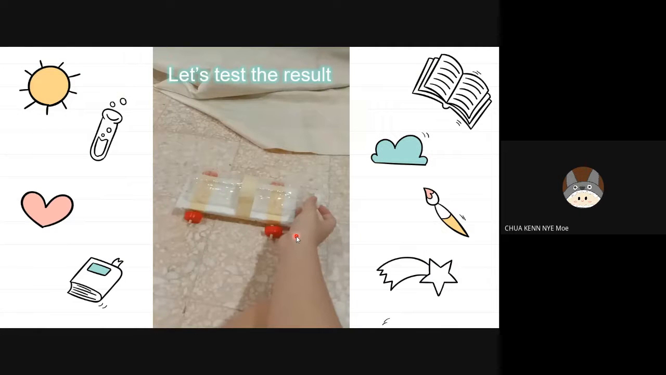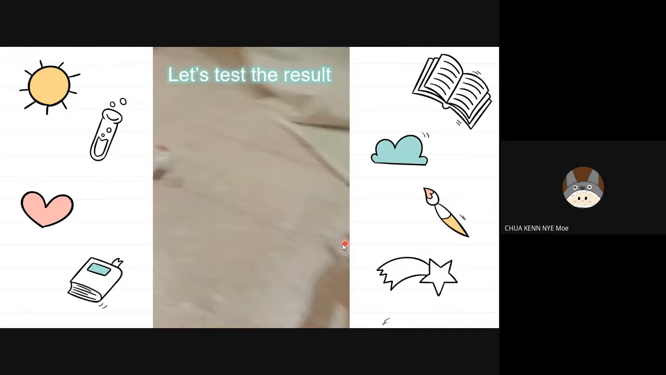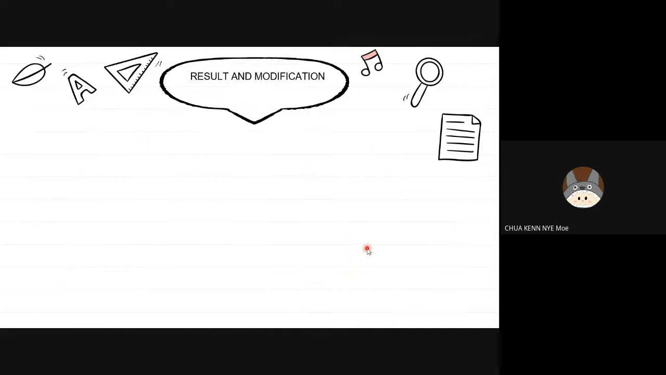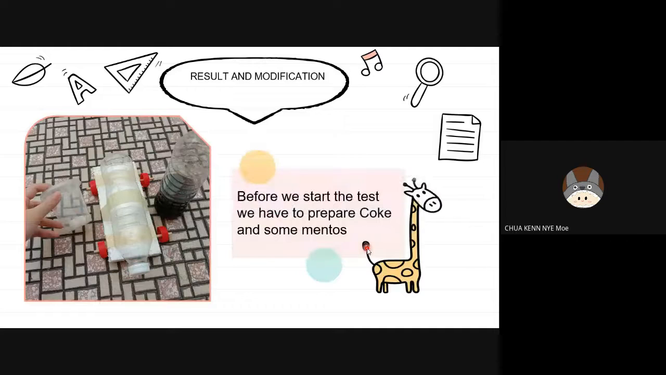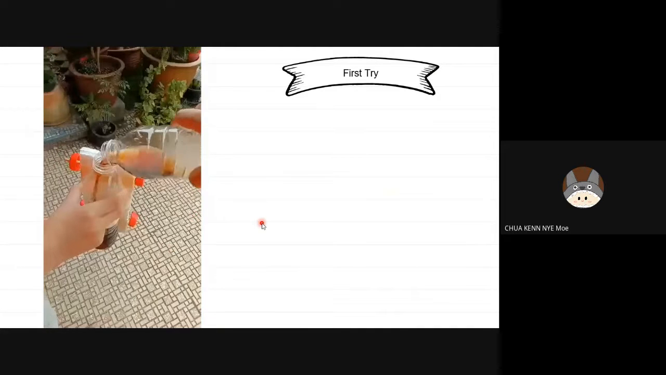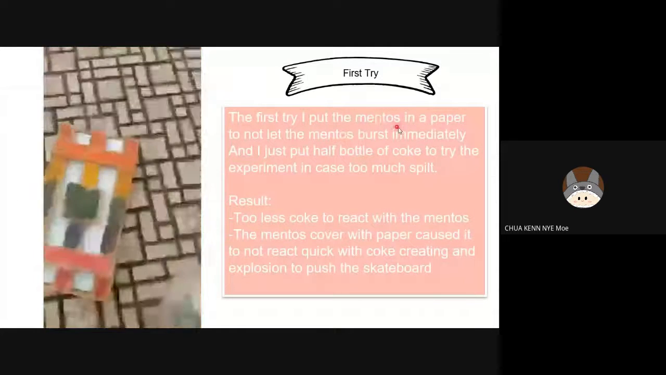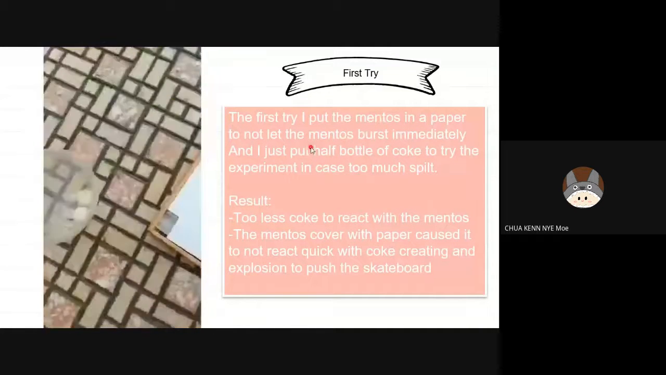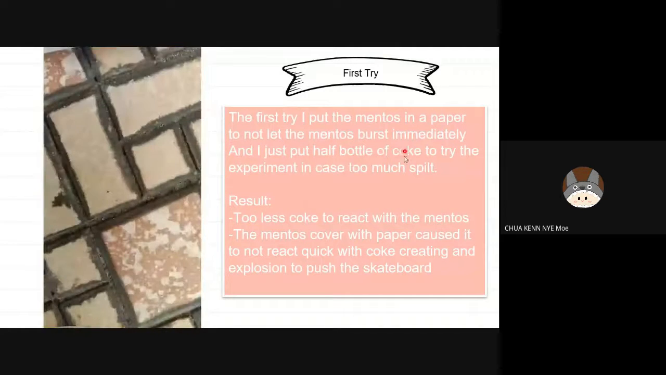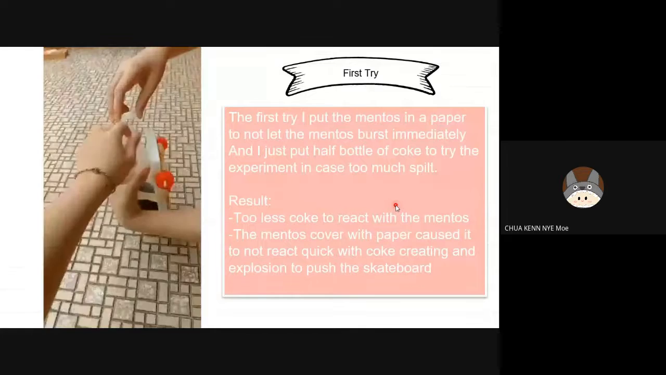And then we'll first test whether the skateboard can roll. So yes, it can roll. Now we'll test it out for the result. Before we start the whole test, we have to prepare Coke and also some Mentos. Then here's my first try. In the first try, I put the Mentos in a paper to prevent it from bursting immediately, and I put only half a bottle of Coke to try the experiment in case it has too much spill.